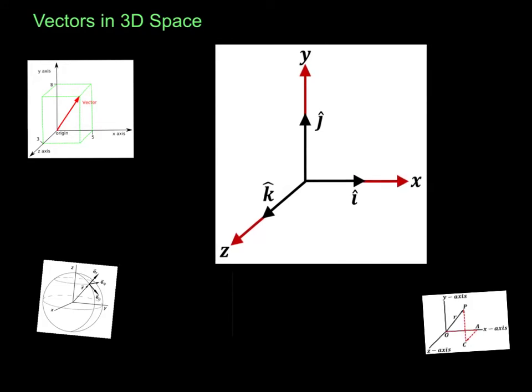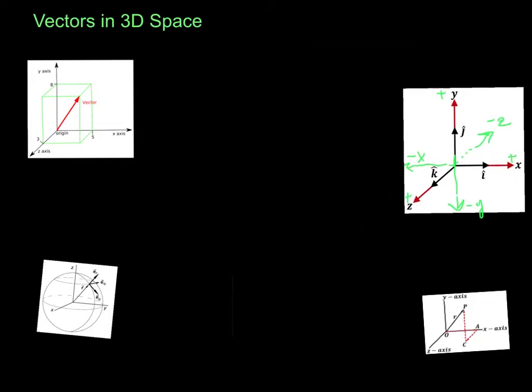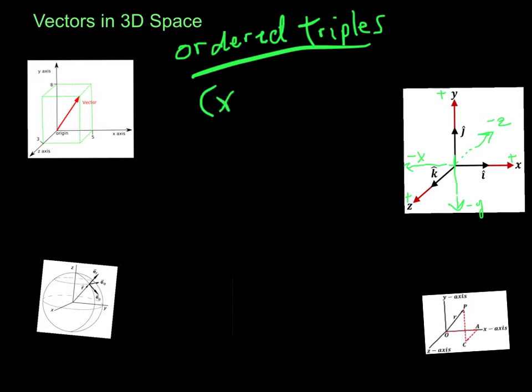You're already familiar with your positive x-axis and negative x-axis, your positive y's and negative y's. So we'll just treat the positive z's as coming out towards us and the negative z's as going away from us. Everything else is the same, except instead of an ordered pair, an x and a y coordinate, we now have ordered triples. So instead of just an x and a y, we also have a z component. There's our ordered triple.